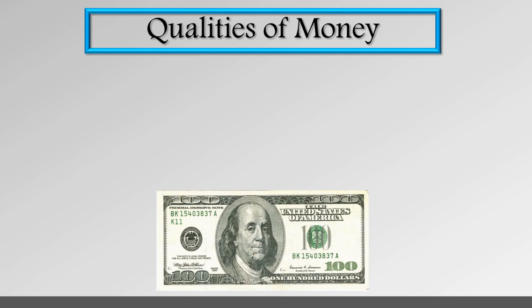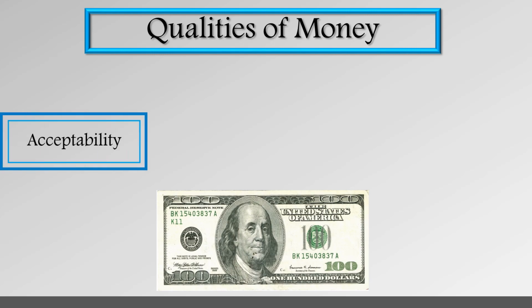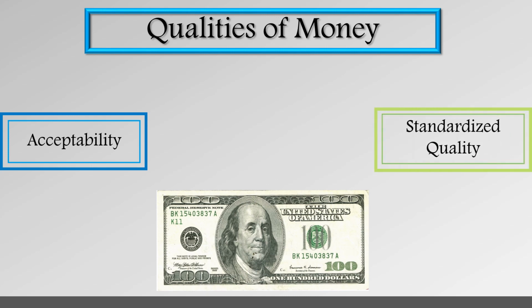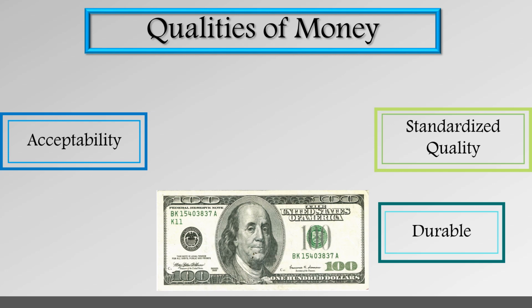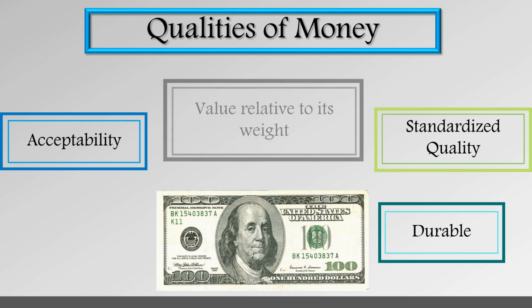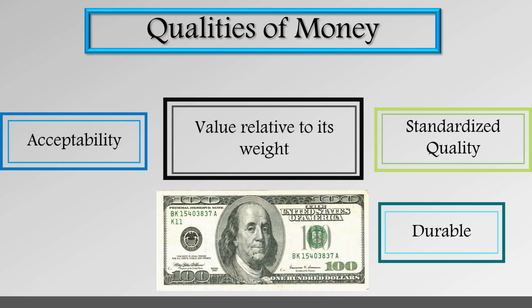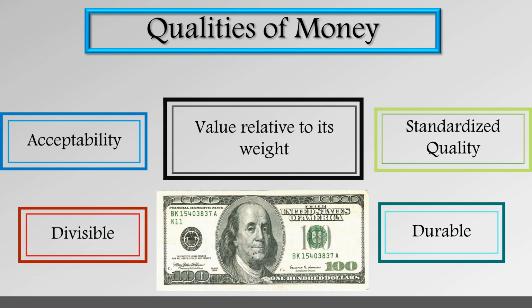Money needs six desirable properties for people and businesses to use money. It must be acceptable. Number second is a standardized quality. Number third is it must be durable. Number fourth quality is value relative to its weight. Number fifth is it must be divisible. Public can break money down into smaller units to purchase inexpensive goods and services.